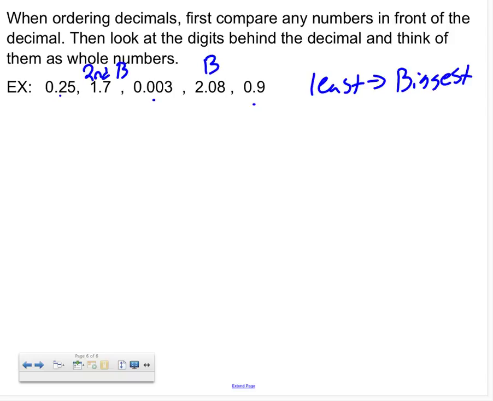Now, what do you do if you have numbers with the same value in front of the decimal, like a whole bunch of 0 points? How do we know which of these 0 points is bigger? Well, there's a trick. I'm going to line these all up. 0.25, 0.003, and 0.9. And what I'm going to do is add zeros to the end of the number until each number has the same number of digits behind the decimal.